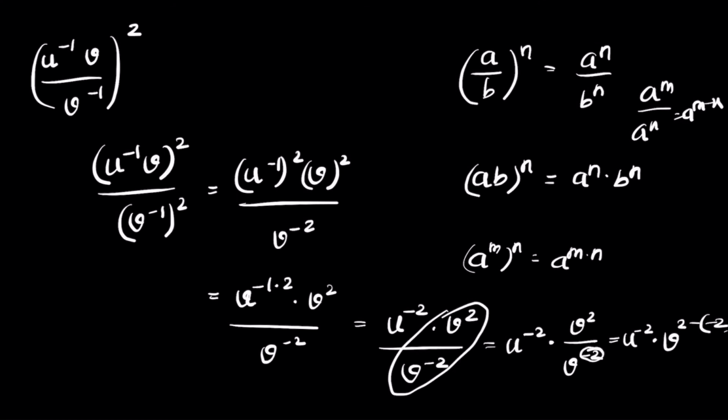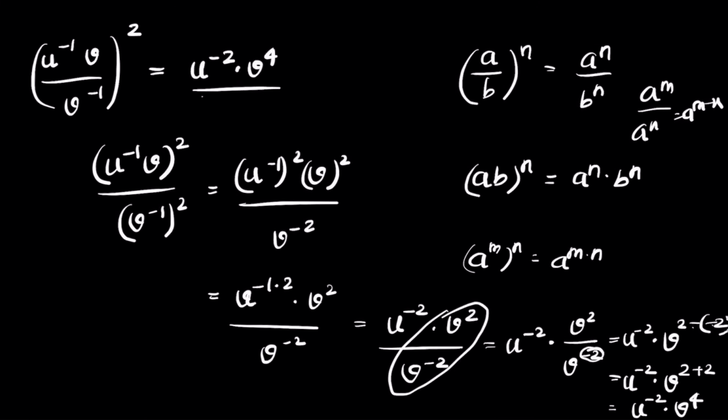Notice that this itself is minus 2. So it becomes 2 power minus of minus 2, which gives you u power negative 2 into v power. Minus times minus is plus, so you get 2 plus 2. So you end up with u power negative 2 into v to the power 4. So the final answer for this is u power negative 2 into v to the power 4.